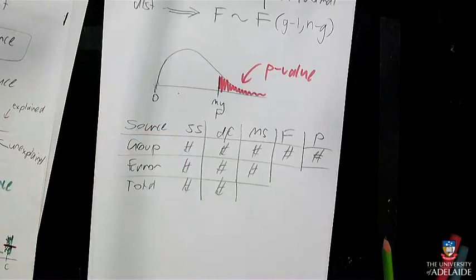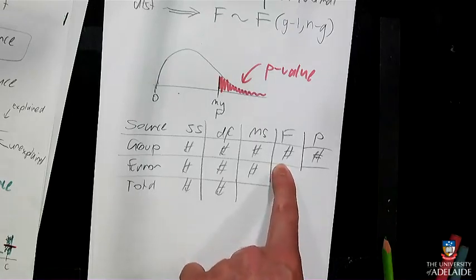But the whole big thing is that this is fitting in with the general philosophy of hypothesis testing, which is that what you need to do is take your data and produce a single number from your data so that you can use it to make a decision. And this is the number we're looking for, this F.